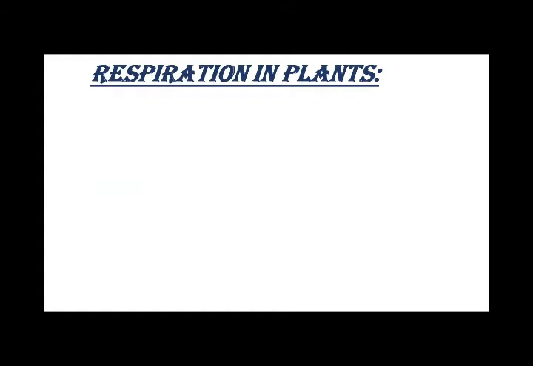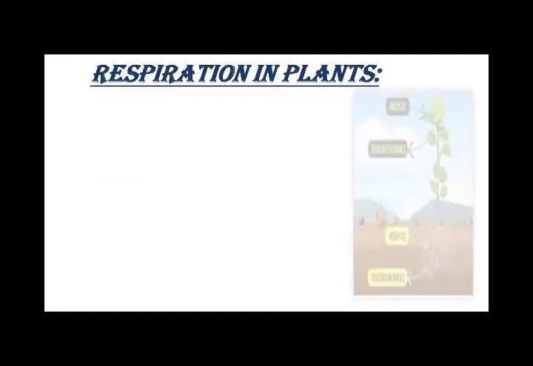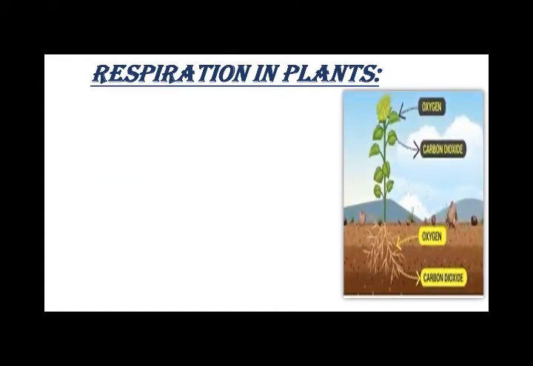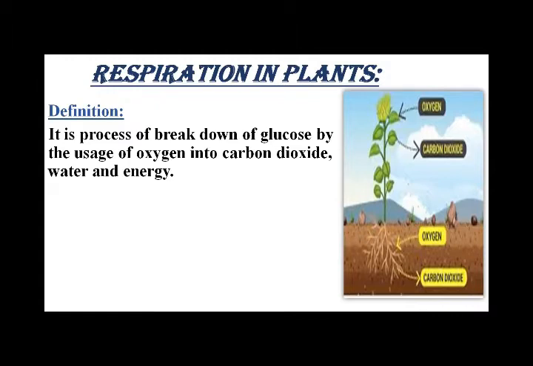Plants respire all the time because plant cells need energy to stay alive. During this process, plants use atmospheric oxygen to break down glucose into carbon dioxide and water, with the release of energy. If you focus on the definition of respiration, it is the process of the breakdown of glucose.